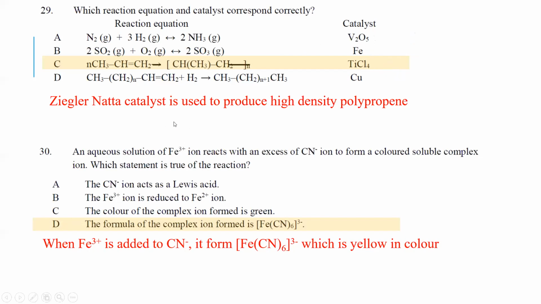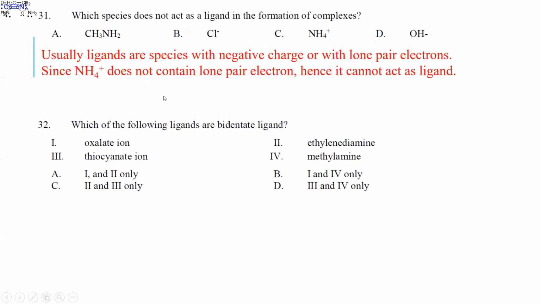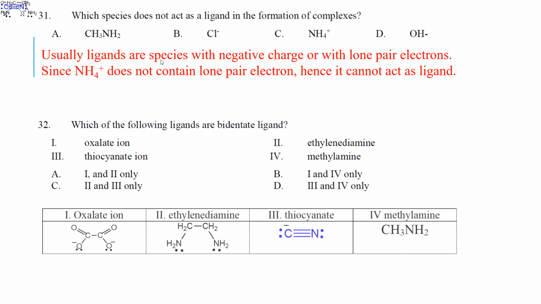Then we go to question number 31. Which species does not act as a ligand in the formation of the complex? So in here, only ammonium cannot be used as a ligand, because the ammonium ion doesn't have a lone pair of electrons. So therefore, it cannot act as a ligand. The rest of them can, we can still have the lone pair of electrons in them.